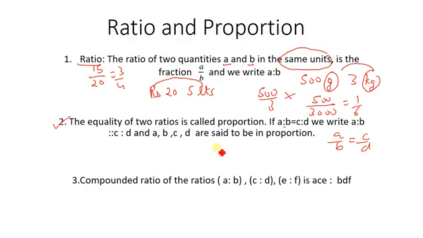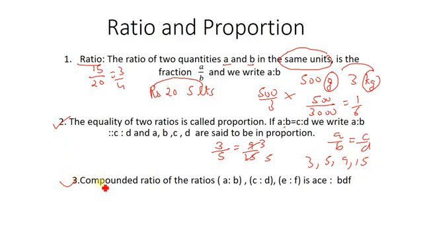Now suppose A is 3 and B is 5 and C is 9 and D is 15. So this is 3 by 5. On solving this, we'll get 3 by 5. So we can say that 3, 5, 9 and 15 are in proportion.